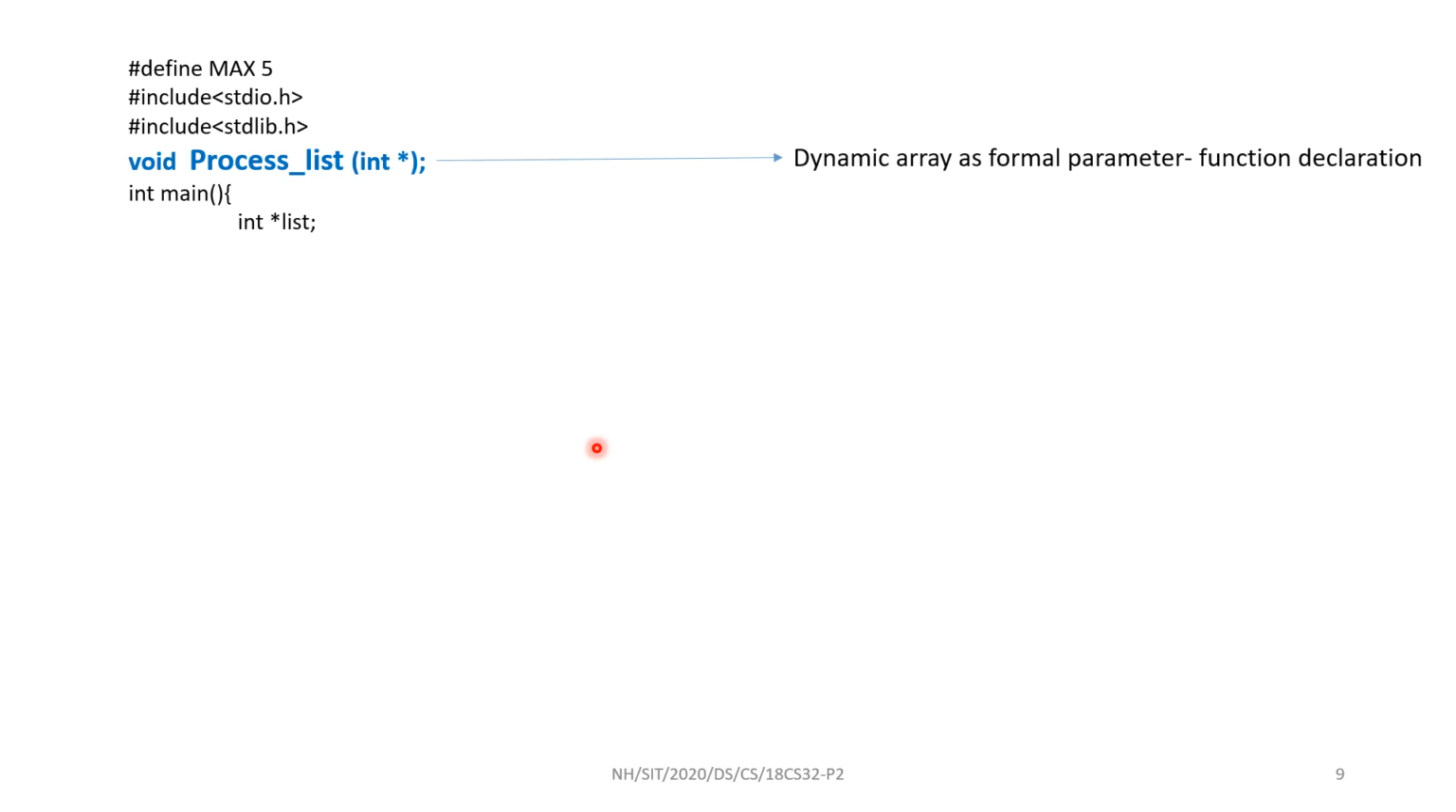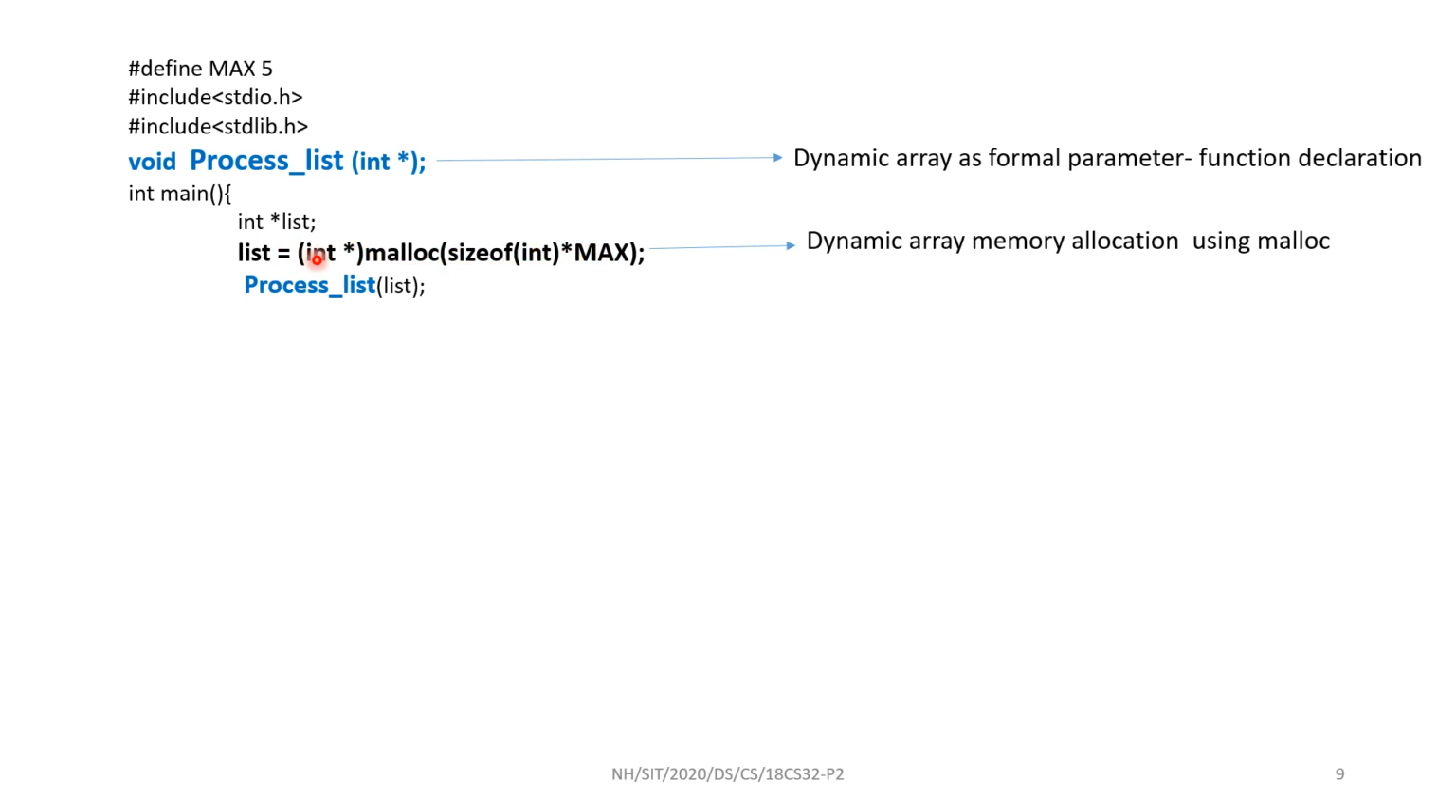Now the array is created, a dynamic pointer is created, that is list. Memory allocation happens now. This is the statement for memory allocation. I'm going to create an array which can hold 5 integer elements, sizeof(int) into max. Each location should store an integer, so casting is required. Then I'm calling the function. To call the function, like earlier, I need to send the address, that is the starting address of that particular array. Now we'll see that function.